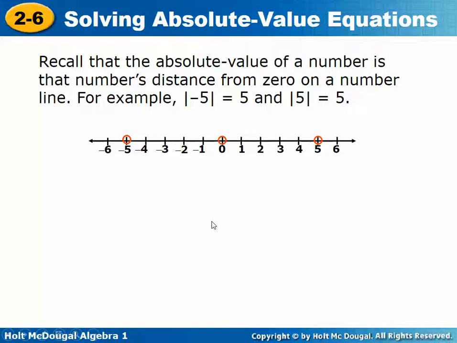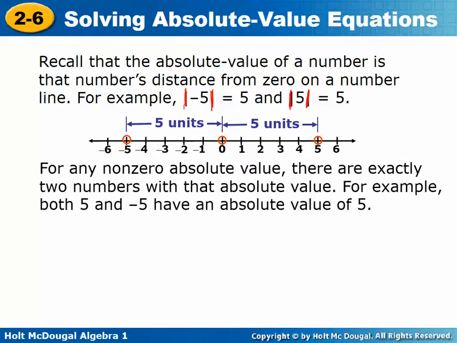So, absolute value is the distance a number is from 0 on a number line. We use these straight up and down bars to show absolute value, and the absolute value of -5 is 5 because it's 5 units away from 0, and the absolute value of 5 is also 5 because it's also 5 units away from 0. So the absolute value of a number is always positive. We don't talk about negative distances, so we don't have a negative absolute value.